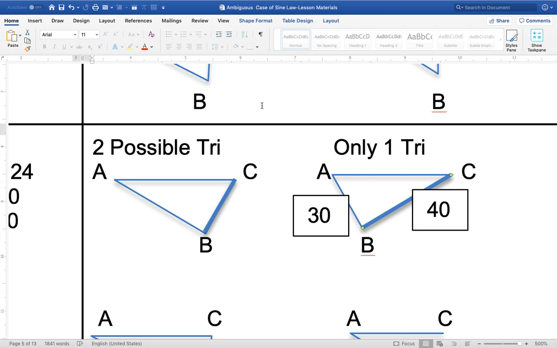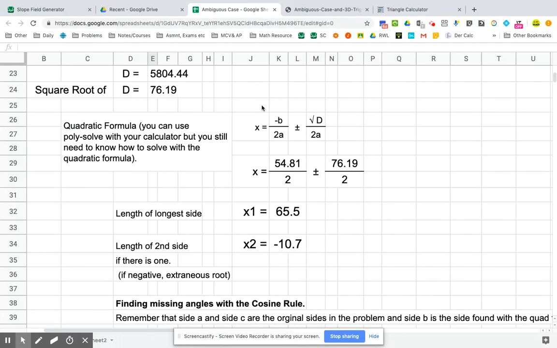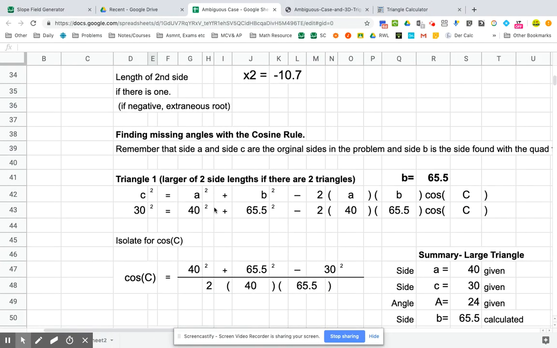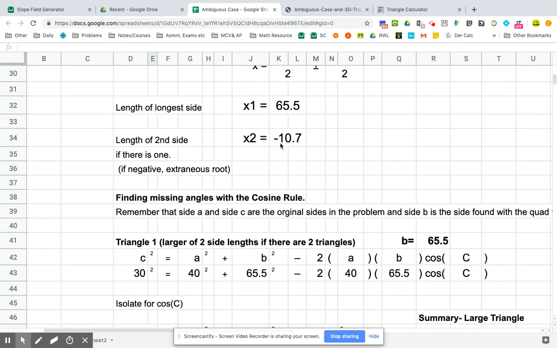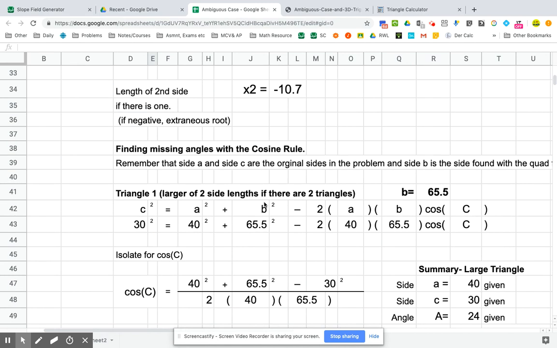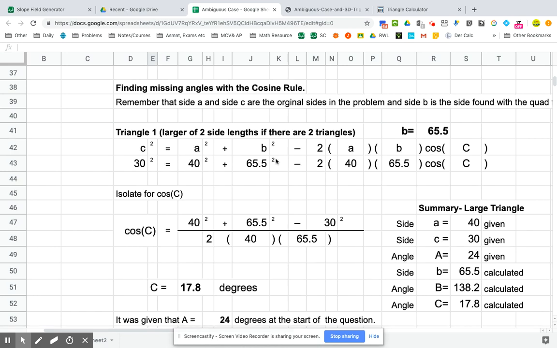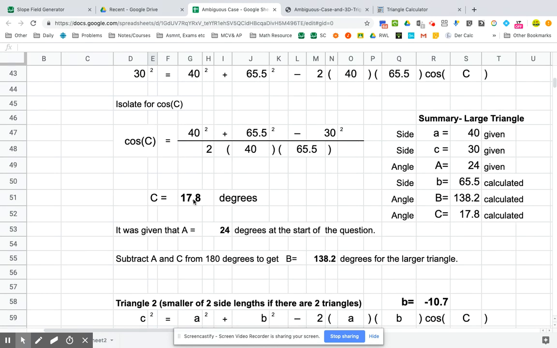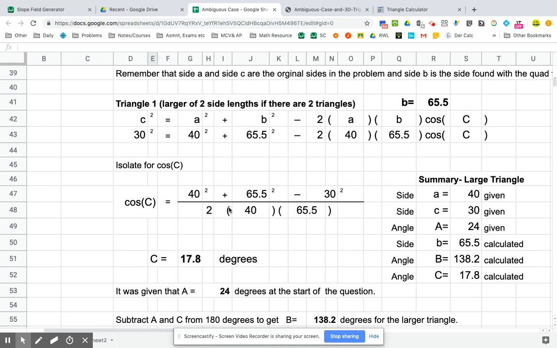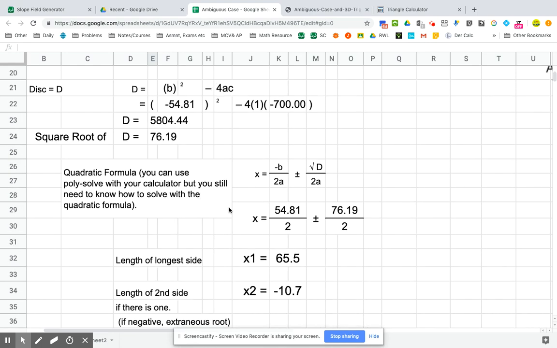To finish that one up, since you only need to have one of them at 65.5, then you can go through and there's only one triangle. There's not two triangles. You work through it the same way as you did the previous example. Substitute all your values in, solve for cos C, and work backwards to figure out what angle B is by looking at the interior angles summing to 180. Okay, that's a very quick overview of that.